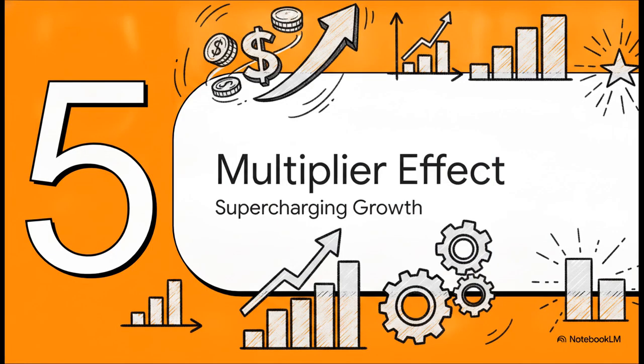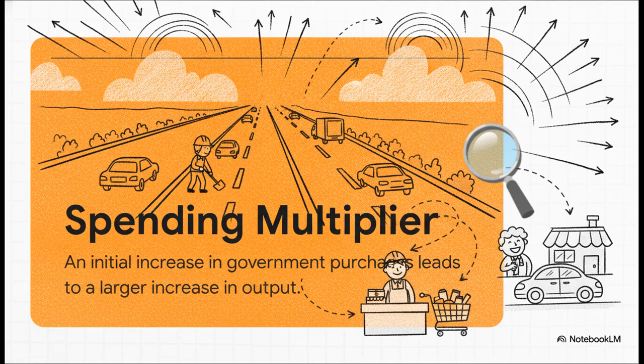This leads us to one of the most fascinating concepts in this entire explainer, the math behind government spending. The government spending multiplier is the mechanism where an initial increase in government purchases leads to a larger total increase in economic output. When the government spends money, it doesn't just disappear.